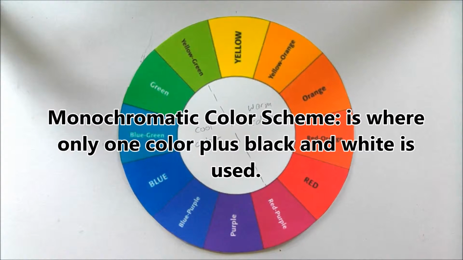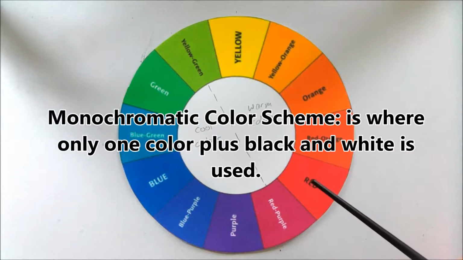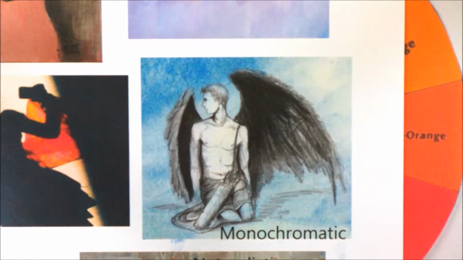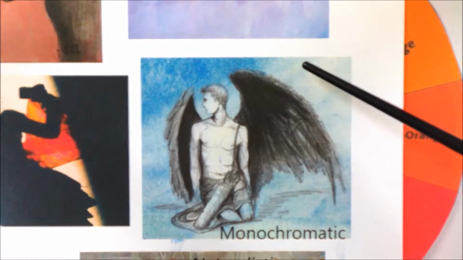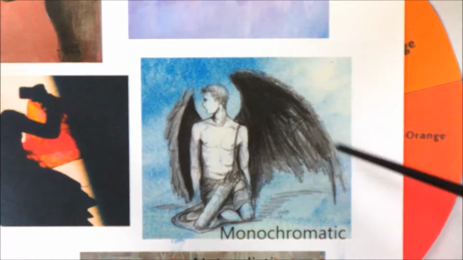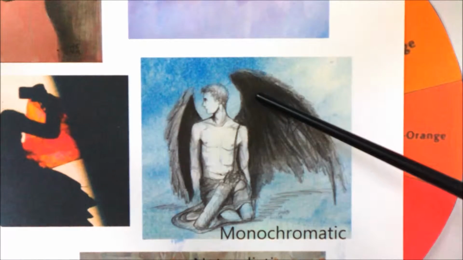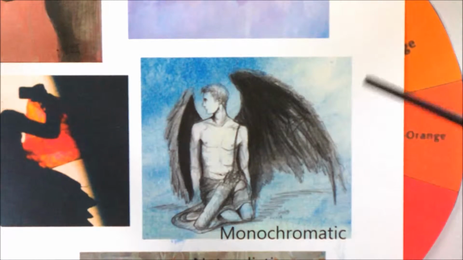A monochromatic color scheme is where you use only one color plus black and white to make your color scheme. That's all you use. Here is an example of a monochromatic color scheme. You can see all it is blue that's been mixed a little bit with white, so it has lighter shades of blue, and there's some dark colors, so there's black, so there's just blue, black, and white.